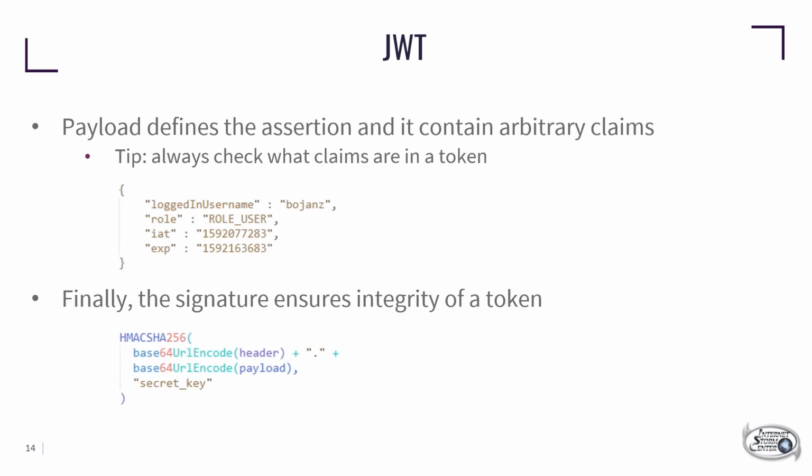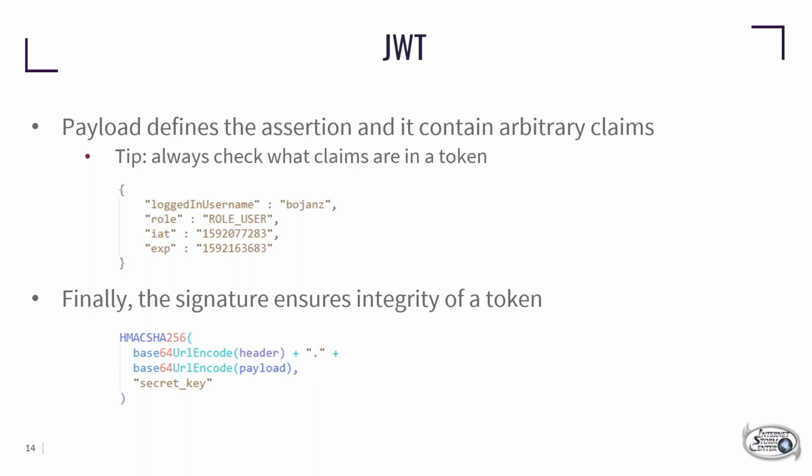So let's see what else we have in a JSON Web Token. We have the payload, and the payload defines the assertion, and it contains our claims. As I mentioned previously, we can have claims which are defined by the standard, or we can have whatever claims we actually want. A developer can add whatever they want in a particular JSON Web Token, and we can see here that we have two non-standard claims, the role and the logged in username.